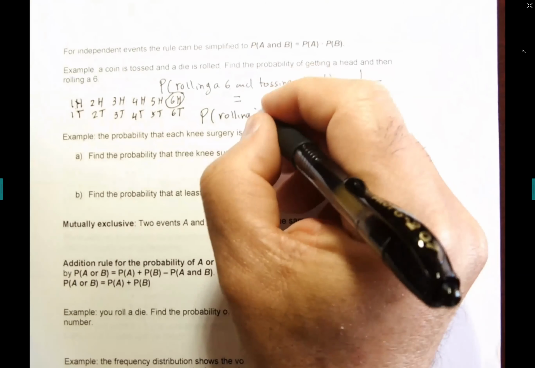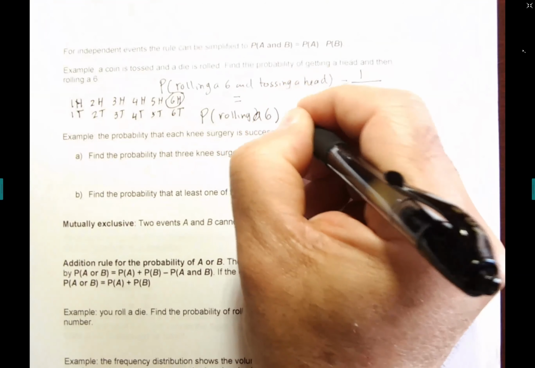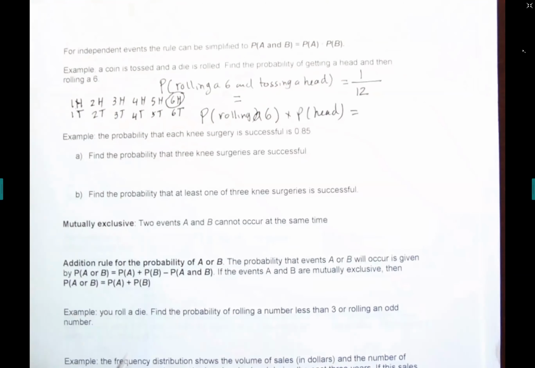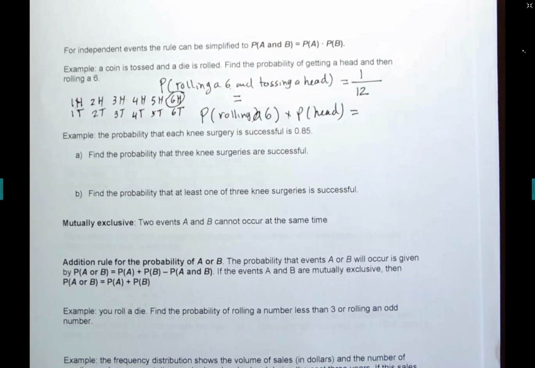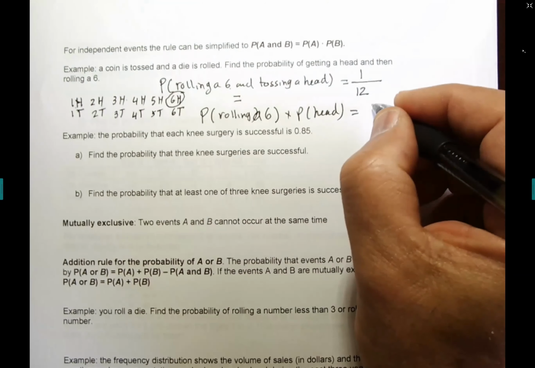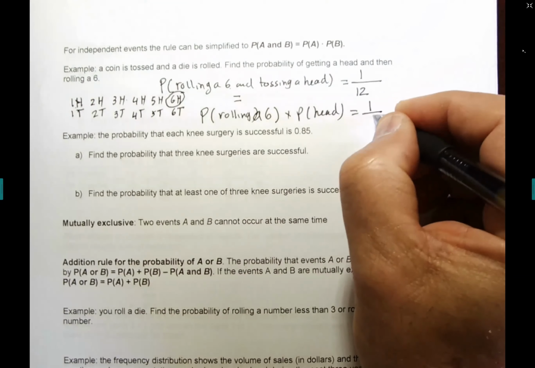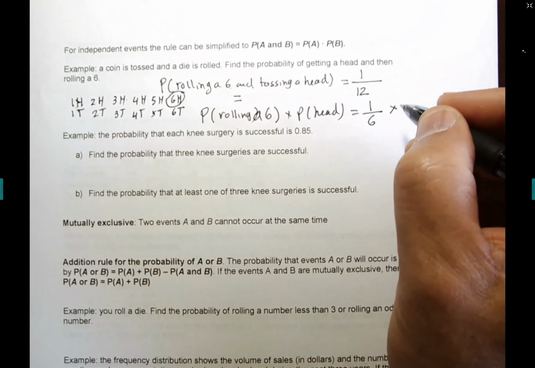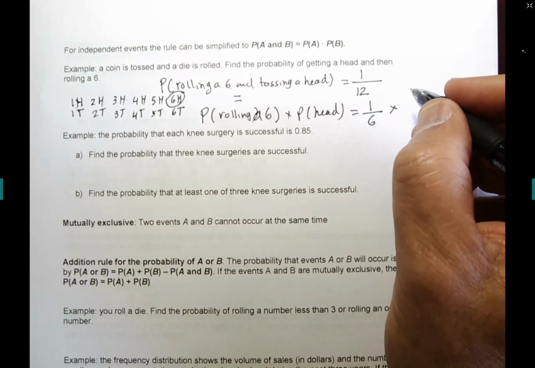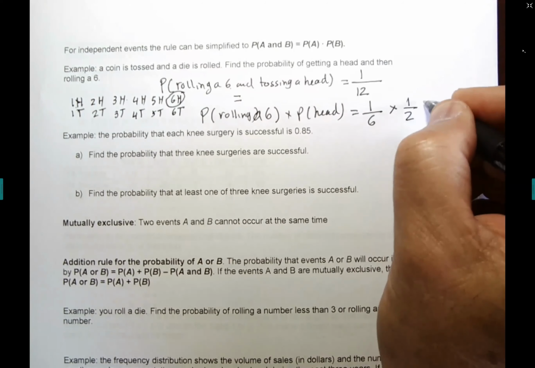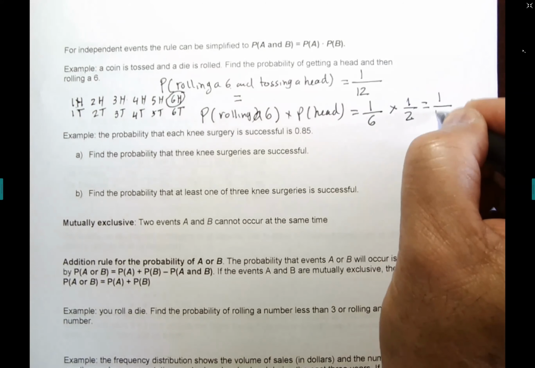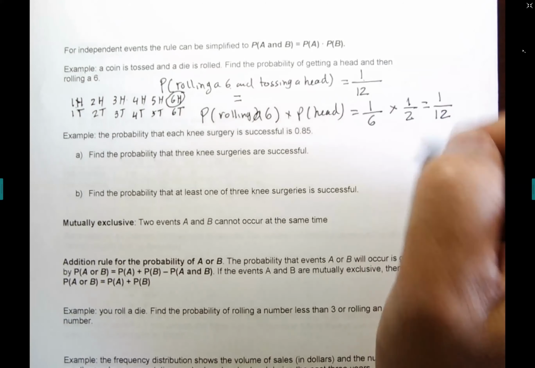Probability of rolling a 6 times probability of head. Okay. If you roll a die, guys, what's the probability of rolling a 6 just by itself? Can someone tell me what's the answer? Should be 1 out of what? 6. What's the probability of getting a head when you toss a coin, guys? 1 over 2. Multiply them. What do you get? 1 times 1 is 1. 6 times 2 is what? 12. So you get the same answer.